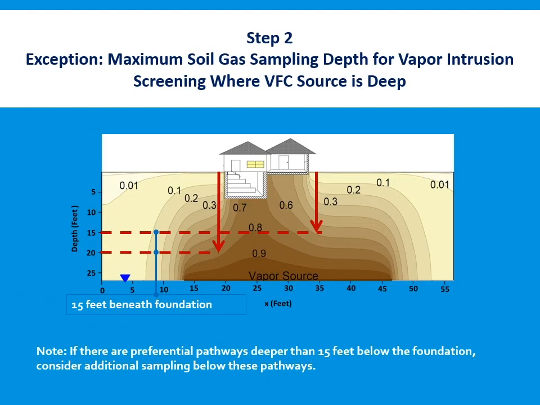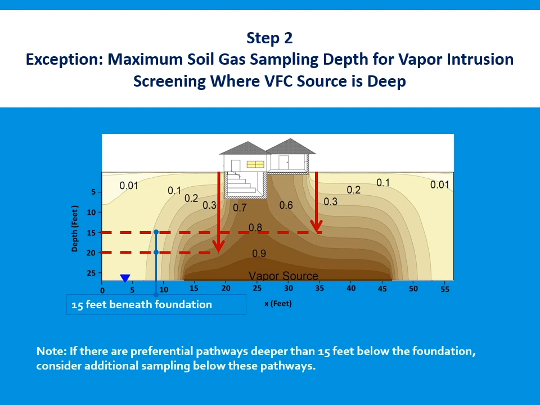But what happens when contaminant sources are deep? Again, here's a figure from some modeling done by US EPA where the contaminant source is deep. This modeling figure indicates that the soil gas concentrations exterior to a building is equivalent to foundation conditions at about 15 feet below the building's foundation.